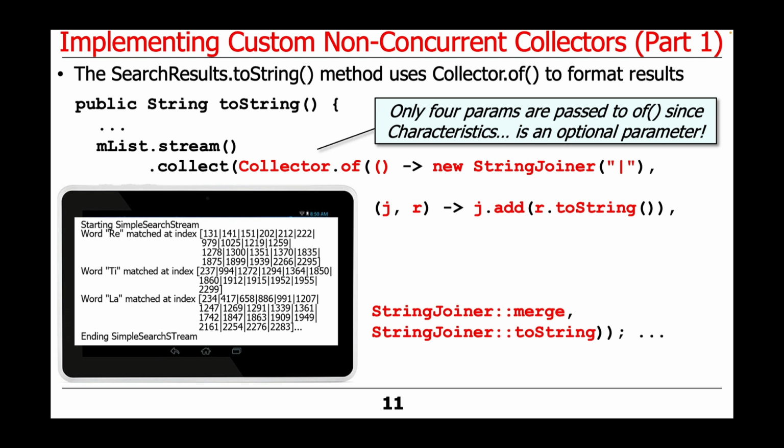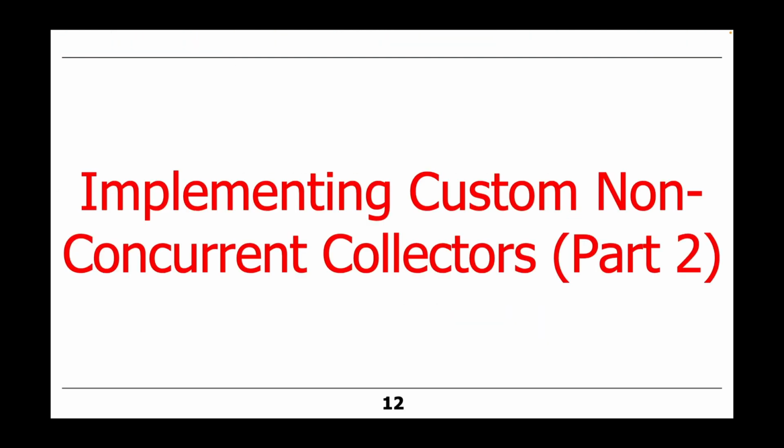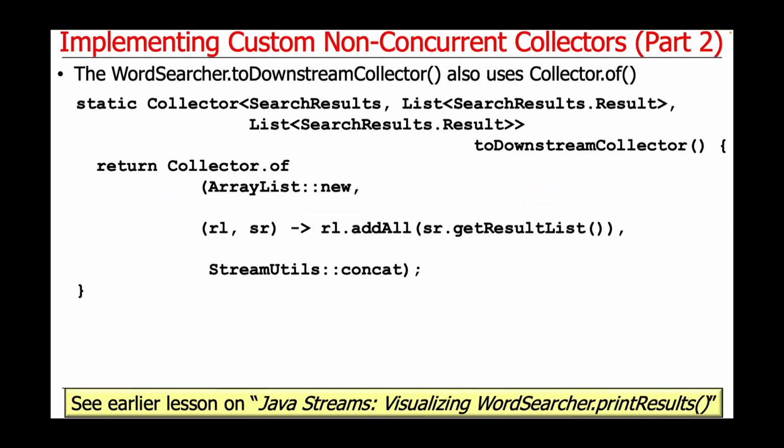If you have simple types, simple ways of being able to do either method references or lambda expressions that are passed in here, this is the way to go. Let's take a look at another way to implement a non-concurrent collector. And this particular approach is going to be the implementation of the toDownstreamCollector. And so toDownstreamCollector, if you recall, that was something that we had used earlier when we talked about the SimpleSearchStream.